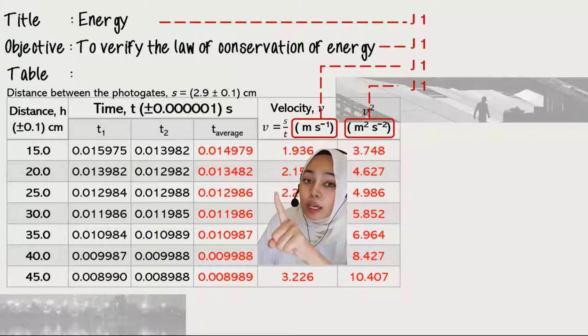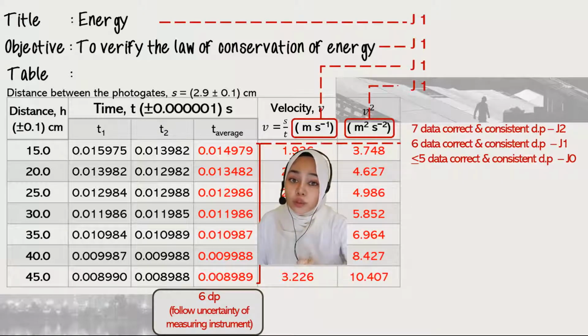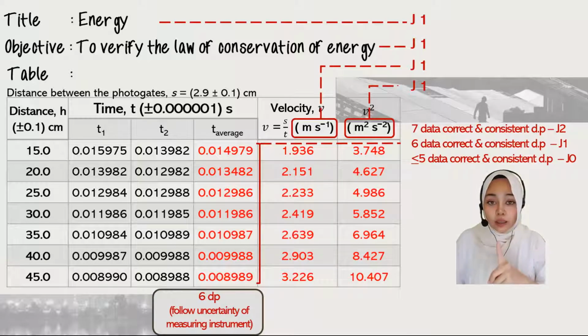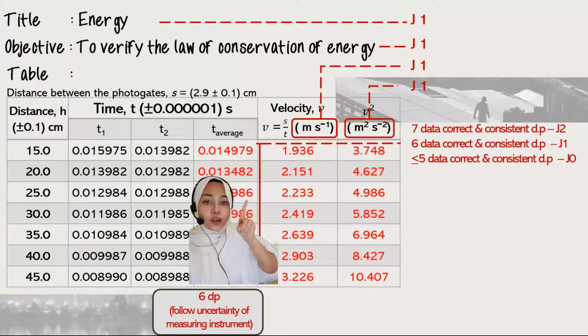The first one, that is T average. If all the 7 data is correct with 6 decimal places as the uncertainty, because you have to follow the decimal places of the measuring instrument, you're going to reward 2 marks. If 1 data is wrongly calculated or the decimal places is wrong, not 6 dp, 1 mark. More than 2 wrongs, 0 mark. Next is the calculated data for your velocity.